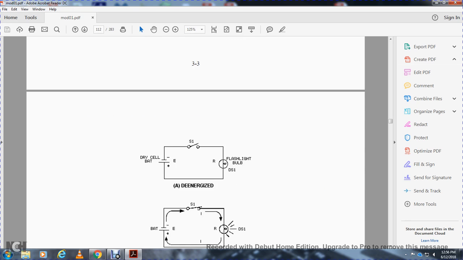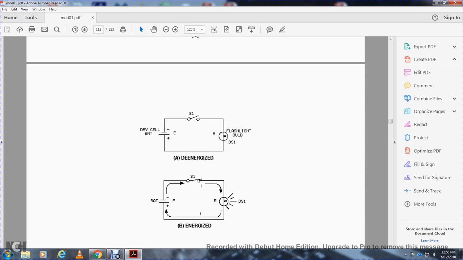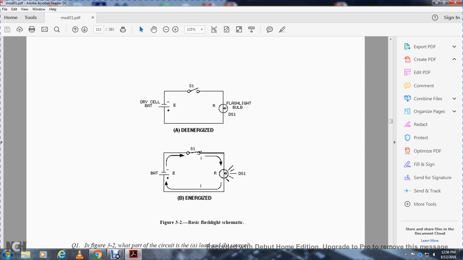Alright, so the de-energized view shows your battery, positive and negative, 2 cells, 1 large plate, 1 lens, a switch S1, and your flash bulb DS1. The energized view shows that the switch is making contact with the battery and the lamp.